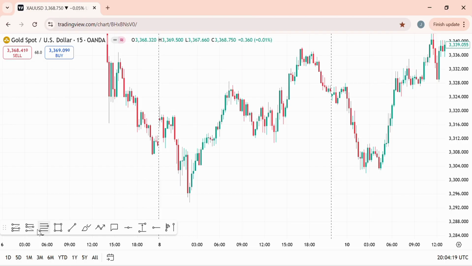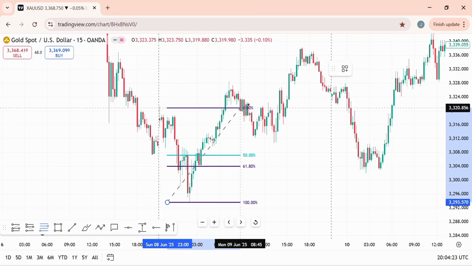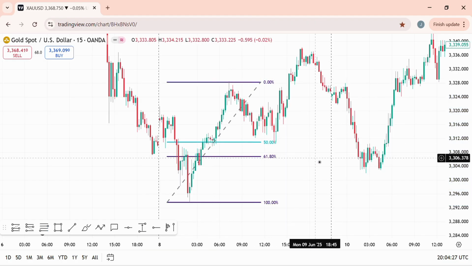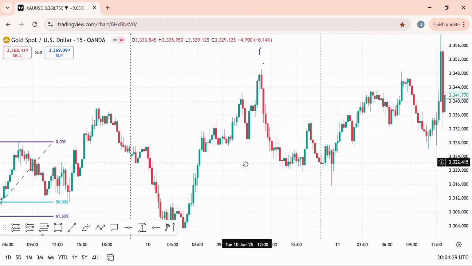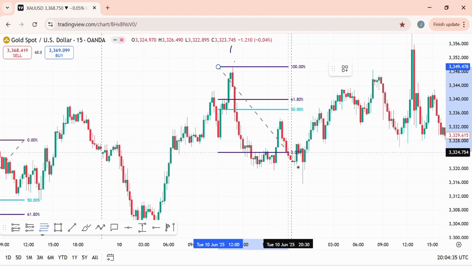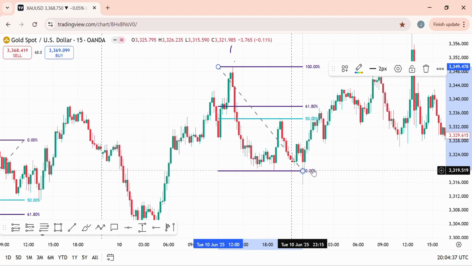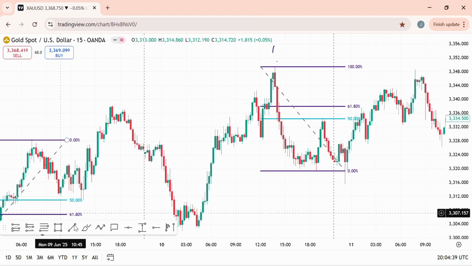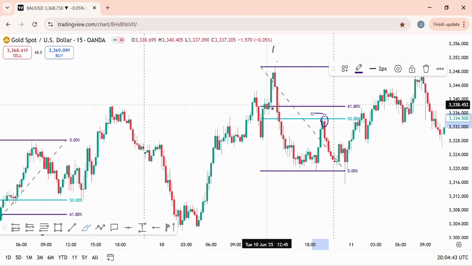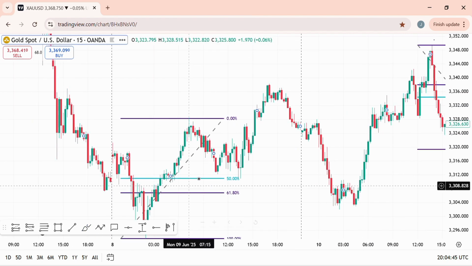Instead, while drawing the levels for an uptrend, draw from the swing low to the swing high so that you may not end up messing everything up. Also, if you are drawing on a downtrend, always draw from the swing high to the swing low, and by that you will be able to catch the best trades ever.